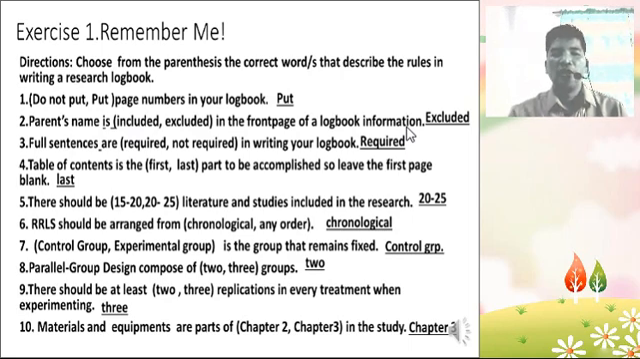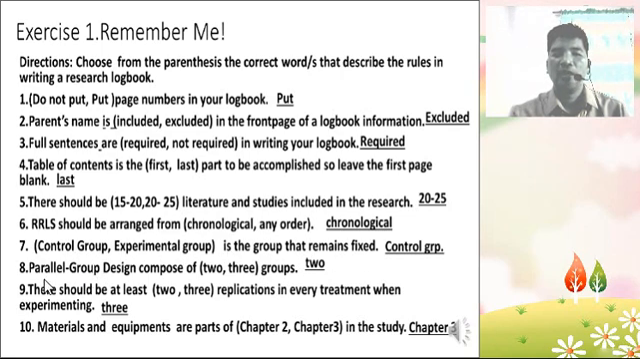Number 3. Full sentences are required in writing your logbook. For number 4, table of contents is the last part to be accomplished, so leave the first page blank. For number 5, there should be 20 to 25 literature and studies included in your research. Then for number 6, RRLs should be arranged in chronological order. Then number 7, control group is the group that remains fixed.